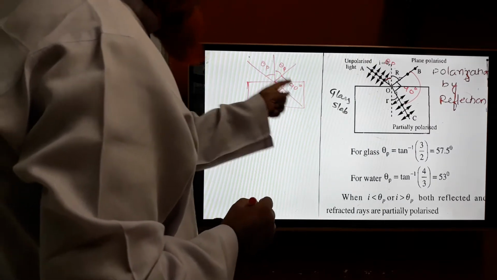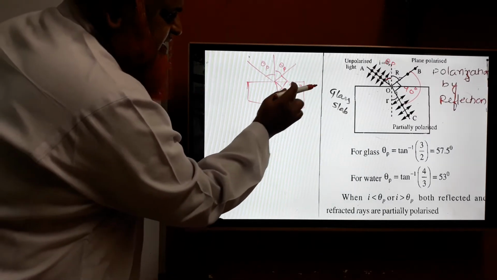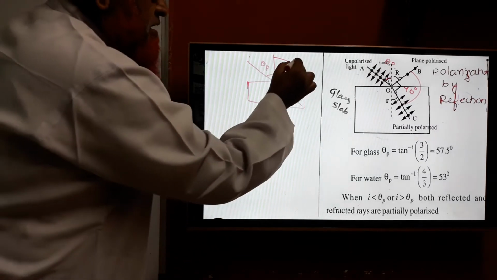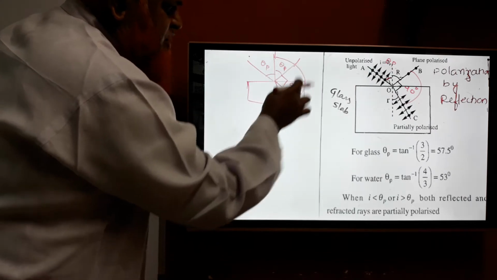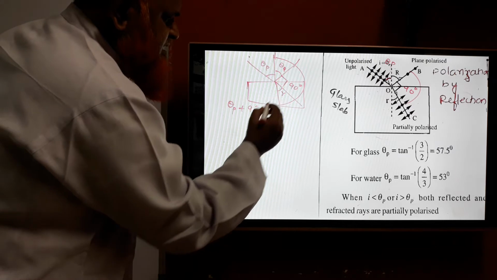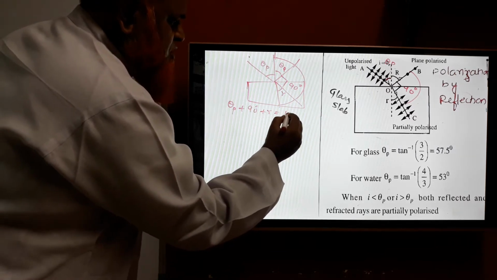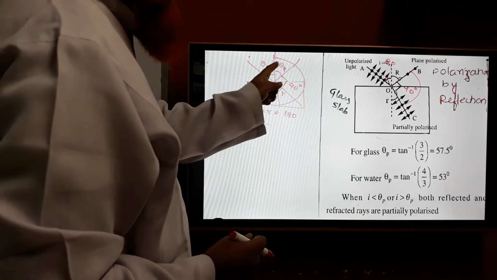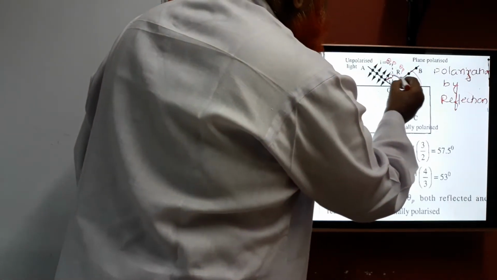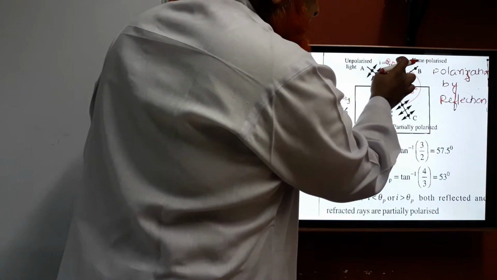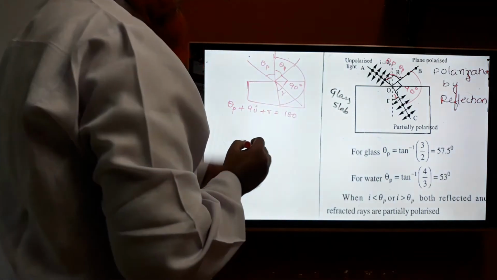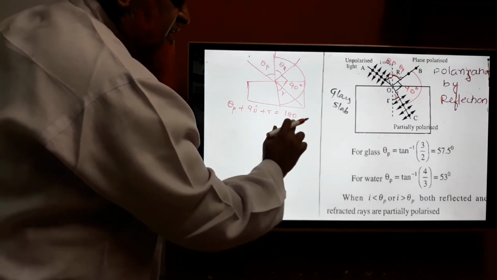So what is observed here? If this is 90 degrees, then what is the total angle here? If you observe, the complete angle is going to be 180 degrees. That means theta p plus 90 degrees plus r is equal to 180 degrees. This is also going to be theta p because angle of incidence is equal to angle of reflection. So theta p plus 90 plus the refracted angle, these three combined together, is going to be 180 degrees.